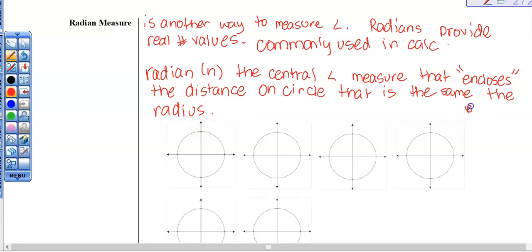Same length. Oh, length. Thank you. Squeeze that in there. The same length as the radius. All right. Okay. So something to note, just a side note that's really important.